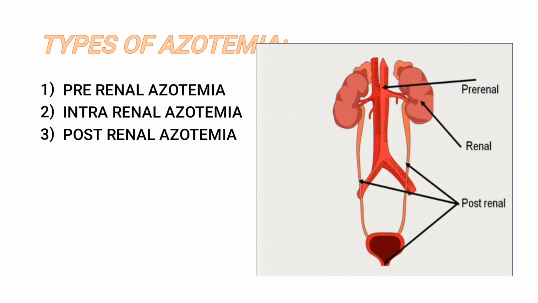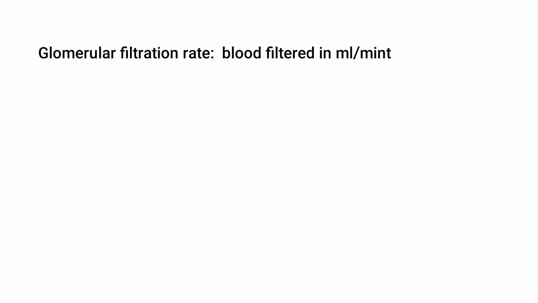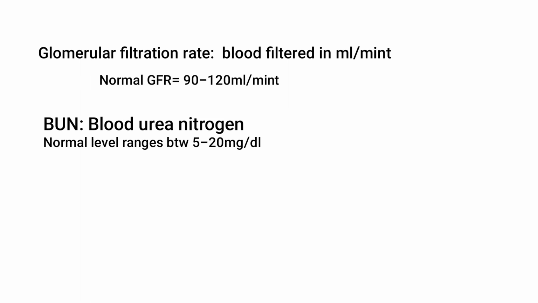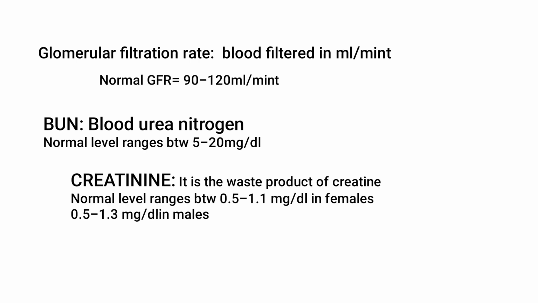Before discussing these topics, I would like to discuss a few important things that I have used in these slides. So let's begin with GFR. It's glomerular filtration rate, that is described as the rate filtered in ml per minute. So the normal GFR is 90 to 120 ml per minute. Now the blood urea nitrogen, it's just the concentration of urea and nitrogen within the blood. So its normal level ranges between 5 to 20 milligram per deciliter.